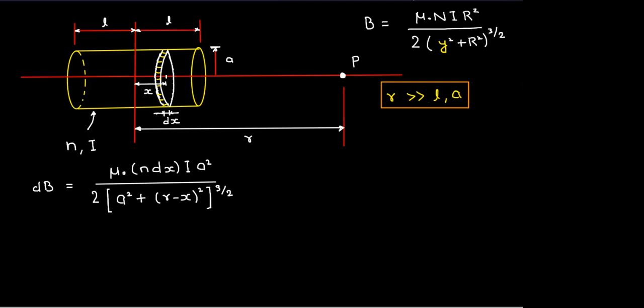Fine. So you will get total magnetic field by integrating this, right? Your limits will be for X, from where to where you will integrate? Minus A to A. Minus L by 2. Minus L to plus L.